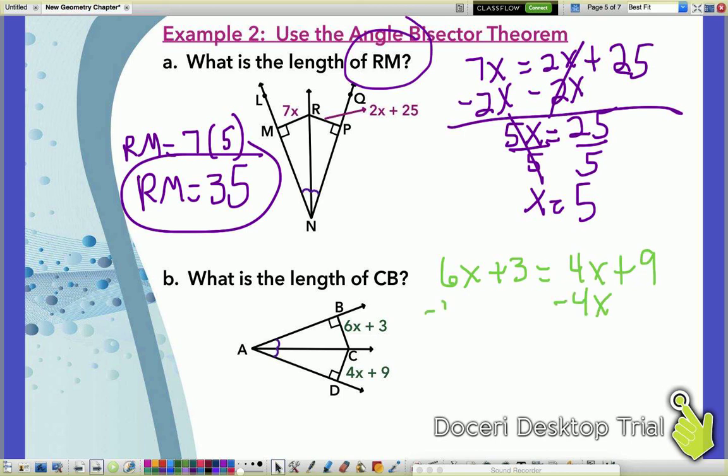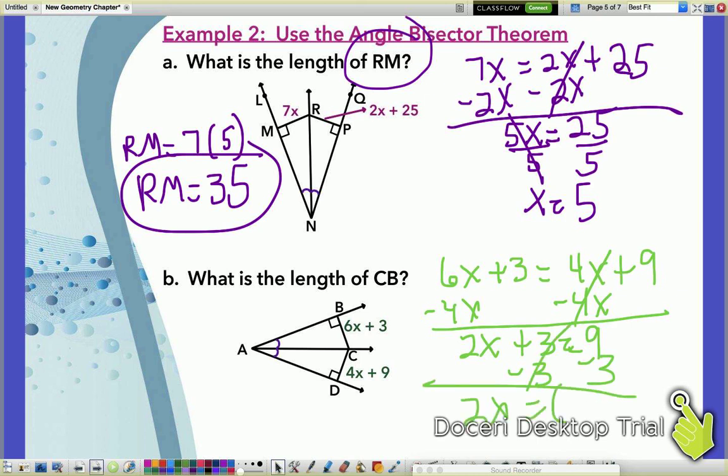So subtract 4x. 2x plus 3 equals 9. Minus 3. 2x equals 6, so x is 3. Okay, so the length of CB is 6 times 3, which is 18, plus 3, which is 21.